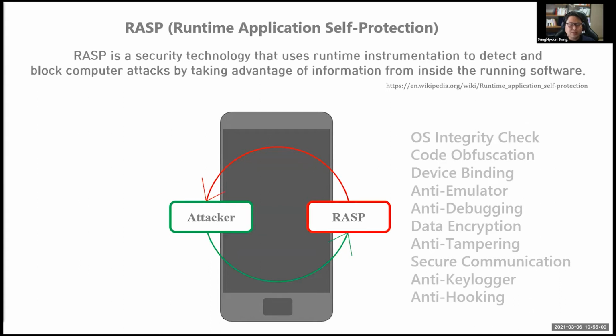We call this technique RASP, Runtime Application Self-Protection. Many security companies develop RASP, make it a module, and sell it. And most apps with sensitive information are actually using the module. These techniques check not only whether the OS has been tampered with, but they also encrypt, transmit, or receive data. In addition to that, they detect and block attackers from accessing the memory area.